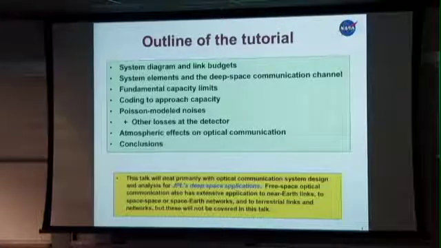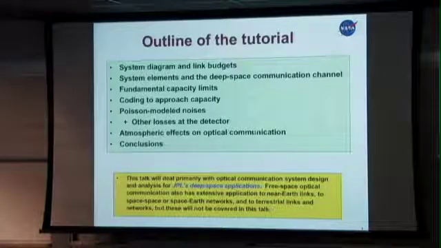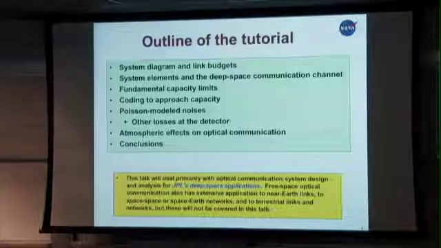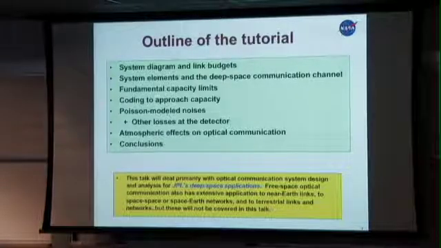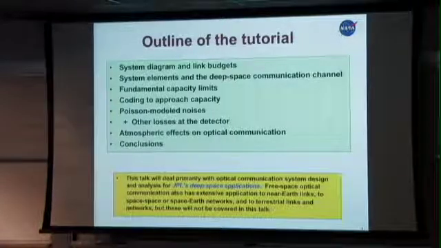A lot of the same principles apply, but I'll follow this basic outline, and as I say, some of the principles carry over to other applications, some don't. We could spend a week talking about optical communication in general. So basically I'm going to give an overview of what a system looks like and what the capacity limits are that govern how fast you can communicate, how efficiently, and how you might use coding to approach those capacity limits, and then all sorts of impairments on the ideal channel.